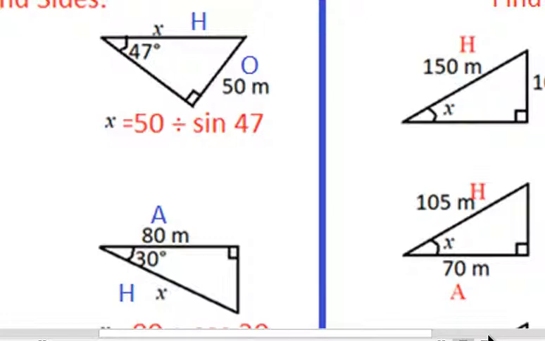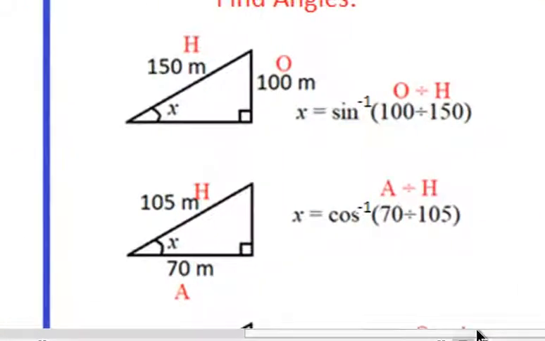Now, not scrolling very well here. We've got cos⁻¹, which on your calculator is inverse cos. You press shift cos, or inverse cos.